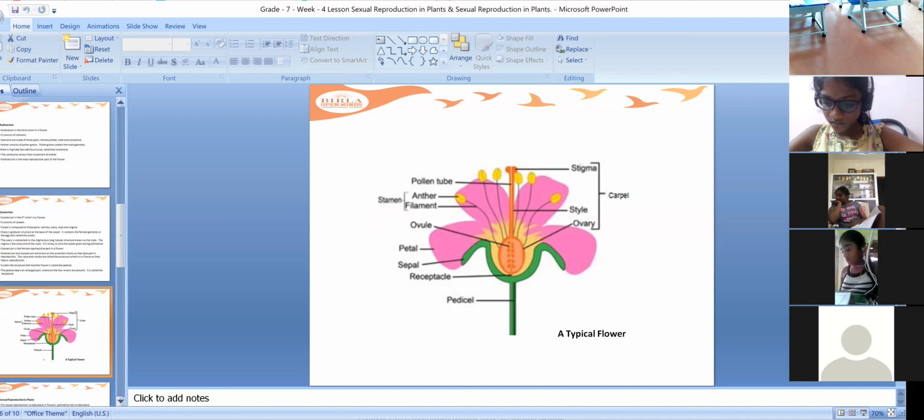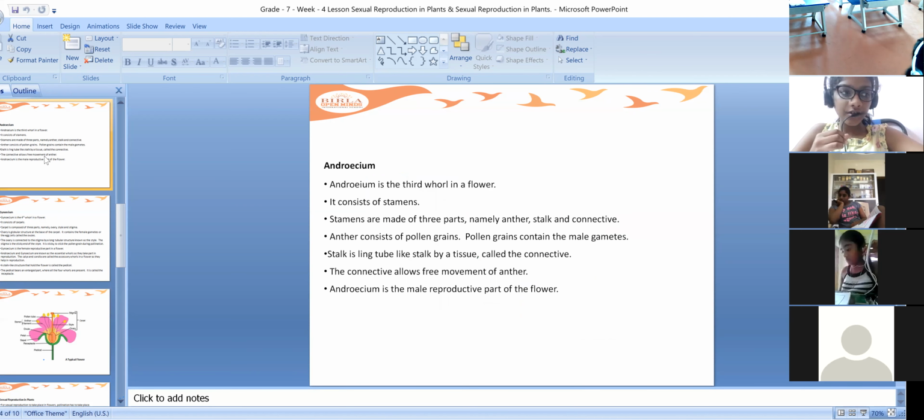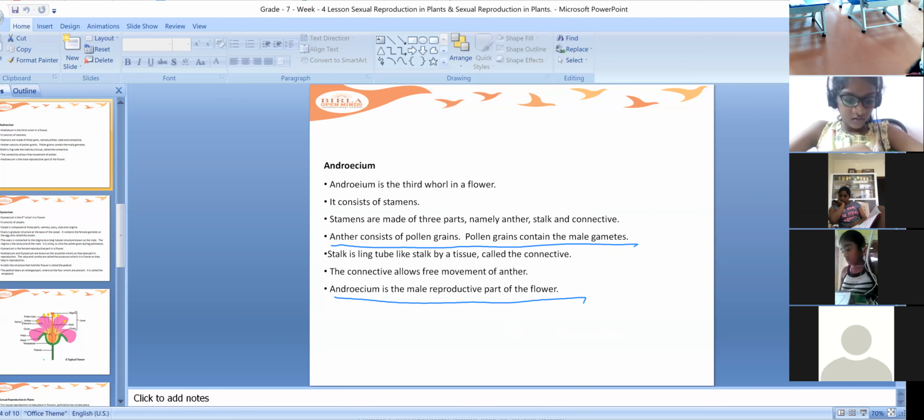Actually, ma'am, the androecium consists of stamens. Androecium consists of stamens. So, ma'am, it consists of anther, which consists of pollen grains. Pollen grains contain the male gamete. Okay. So that's why androecium is the male reproductive part of the flower. The male reproductive part is the pollen grains, which are present here. You can see in this picture.